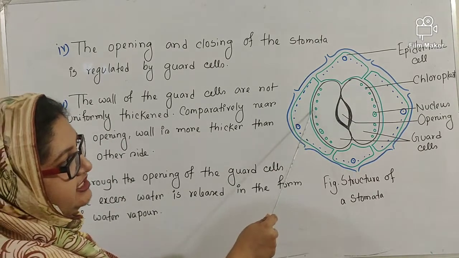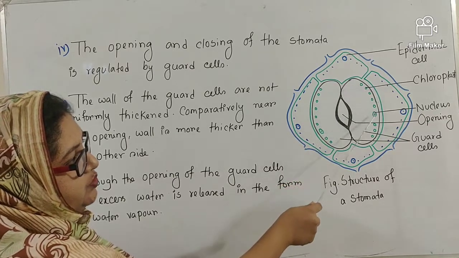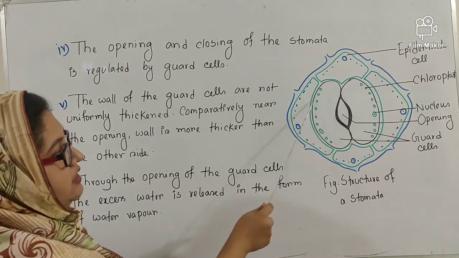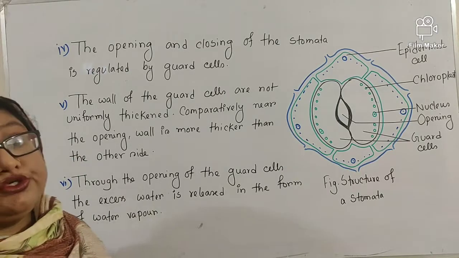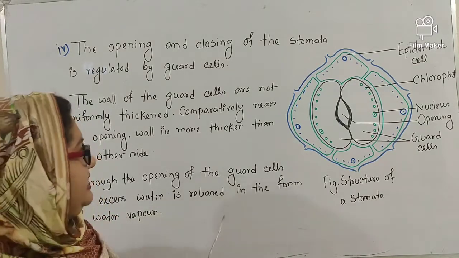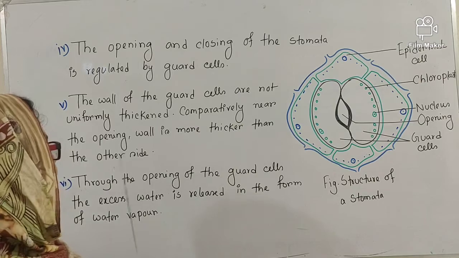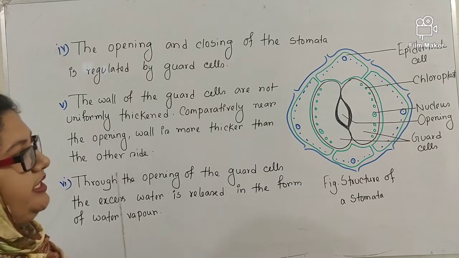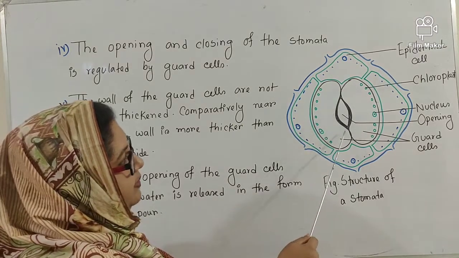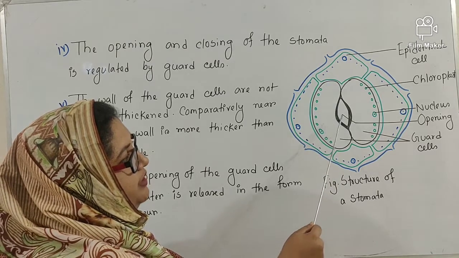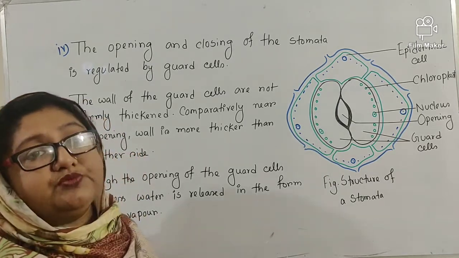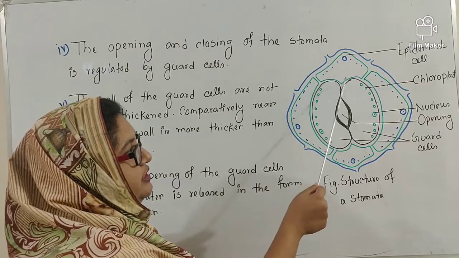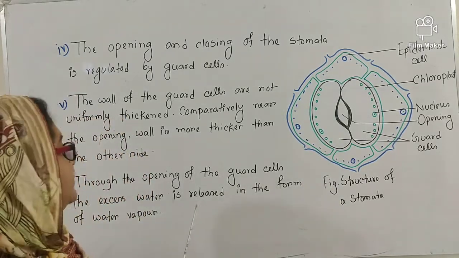You can see that this is the wall. So this is the wall of the guard cell. The wall of the guard cell is not uniformly thickened. It is thicker than the other side near the opening. Comparatively, the part near the opening is thicker than that of the other sides of the guard cell.